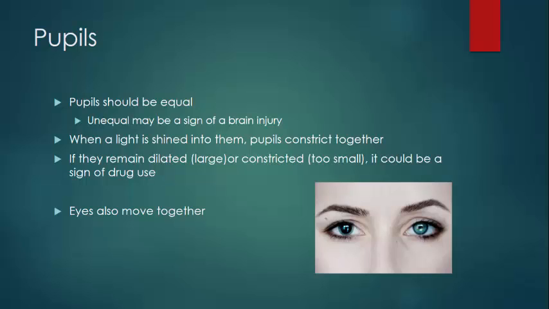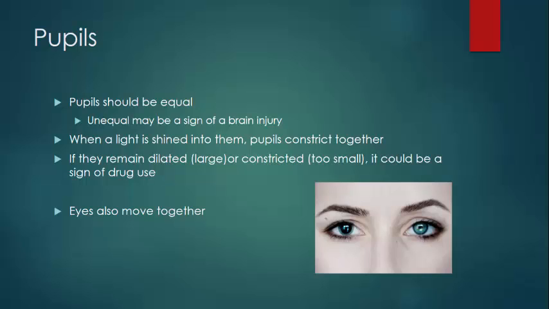Anytime we shine a light into the pupils, you'll notice that they get smaller, and that they get smaller together. They constrict. We have sympathetic eye movement as well as sympathetic reaction to light. So if you shine a light in somebody's eyes and they don't get smaller, then we call that an unreactive pupil. They may remain dilated, which could be a sign of drug use or an injury or shock.